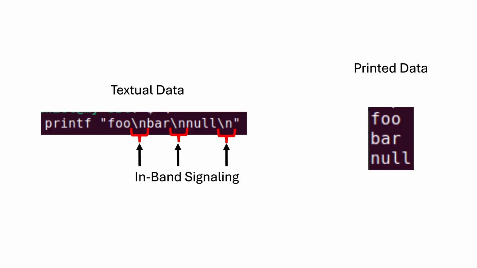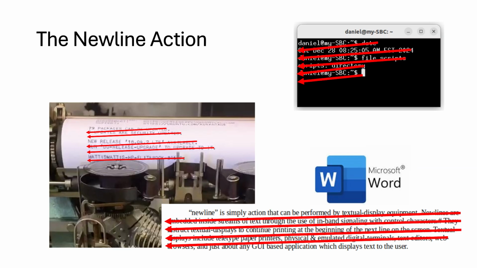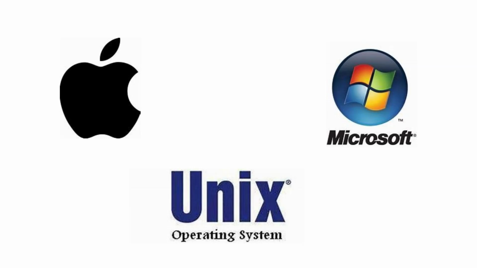Newline is simply an action that can be performed by textual display equipment. Newlines are embedded inside streams of text through the use of in-band signaling with control characters. They instruct textual displays to continue printing at the beginning of the next line on the screen. Textual displays include teletype paper printers, physical and emulated digital terminals, text editors, web browsers, and just about any GUI-based application that displays text. Different operating systems and textual display methods have their own definitions of how new lines are represented in streams of text.